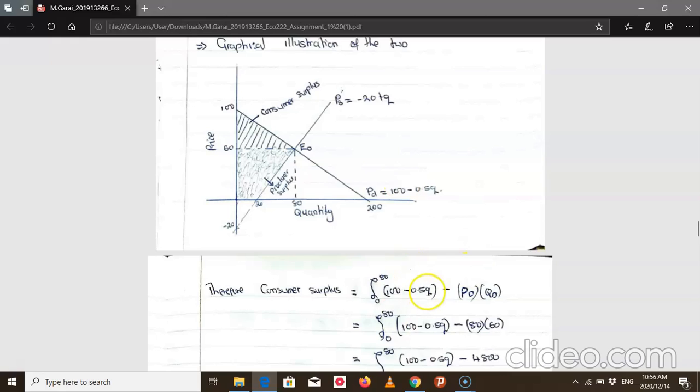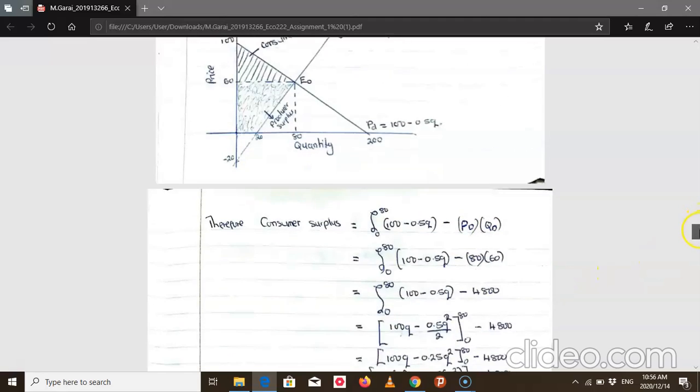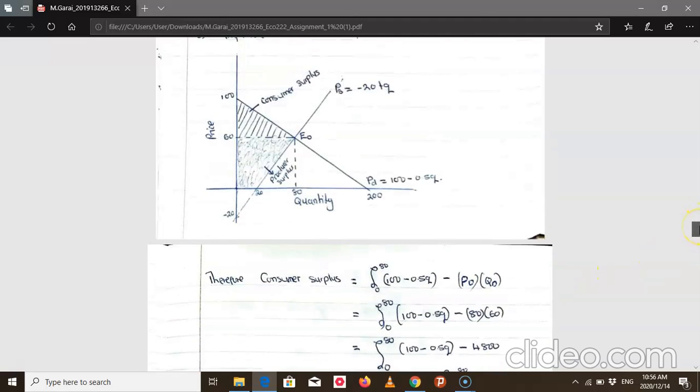So we integrate our demand function between 0 and 80, minus the area of this rectangle, 60 by 80, to get our consumer surplus, which is the remaining area in zebras.